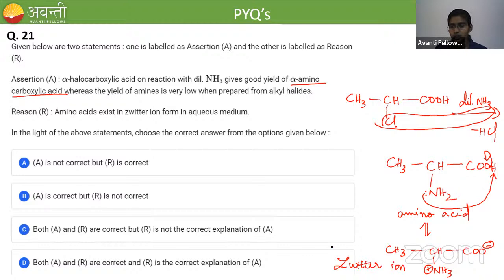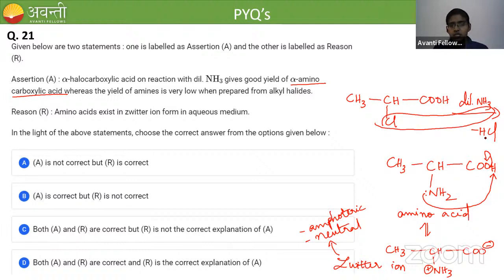And I already told you Zwitter ions are neutral. Zwitter ions are amphoteric. They react with acid as well as base. Since they contain equal numbers of positive and negative charges, they are neutral in nature. Okay, so in aqueous medium, amino acids form Zwitter ions. The alpha halo carboxylic acids are converted to the amino acids.